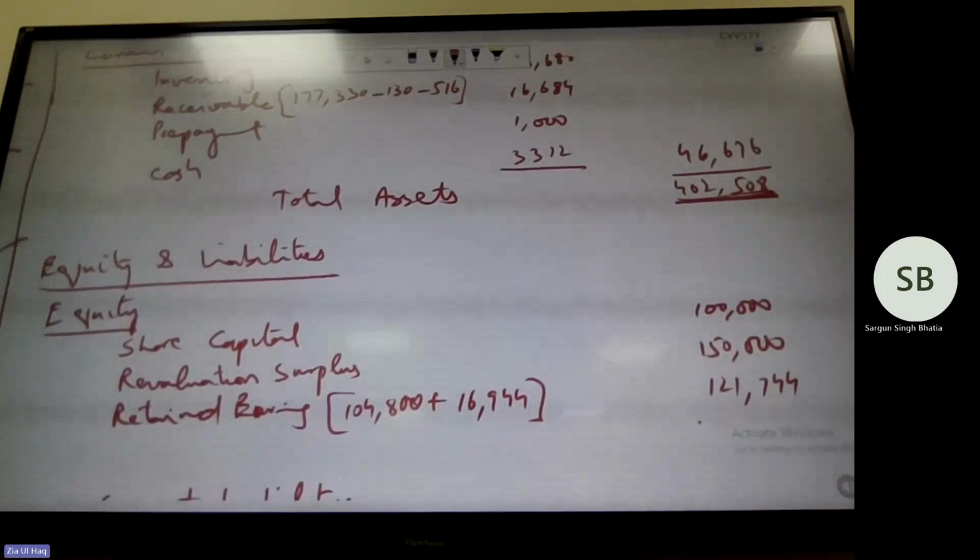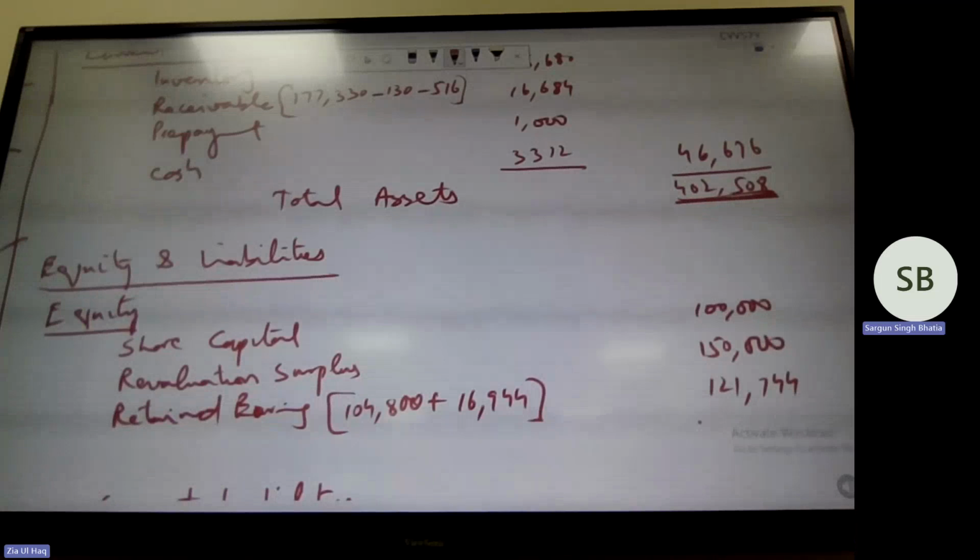Are there any non-current liabilities in the question? No, because this interest was on the bank overdraft, and there is no non-current liability. So what current liabilities do we have? In current liabilities, we have tax payable, accrued expenses, and payables.